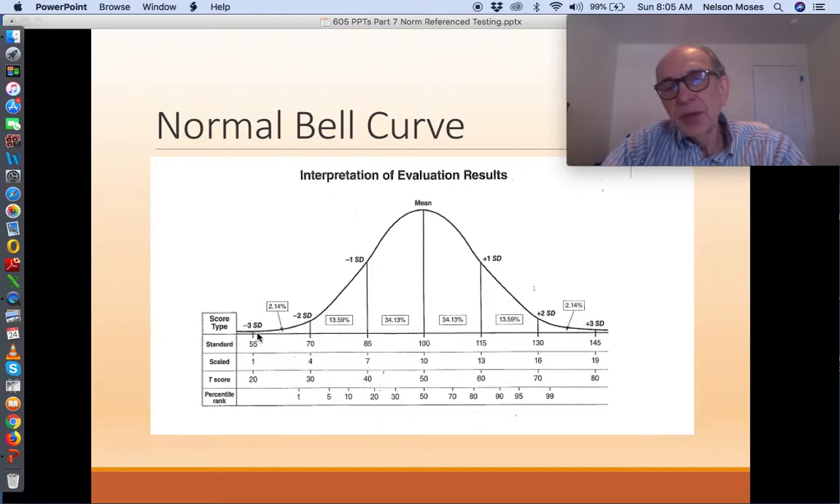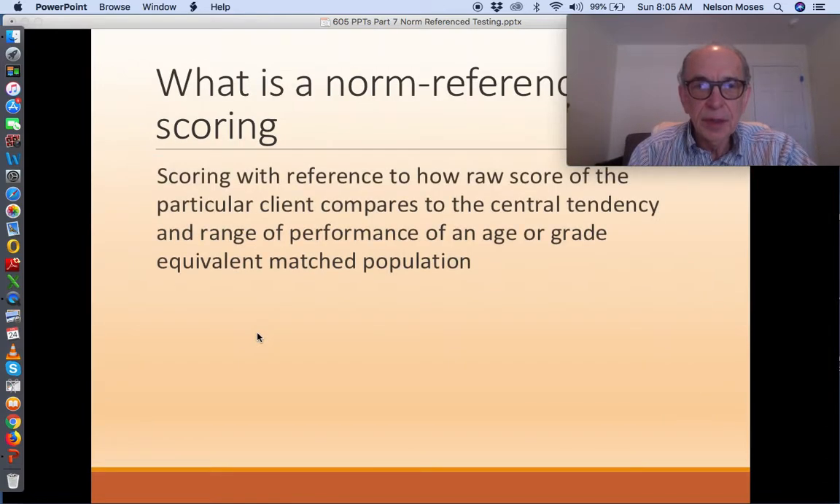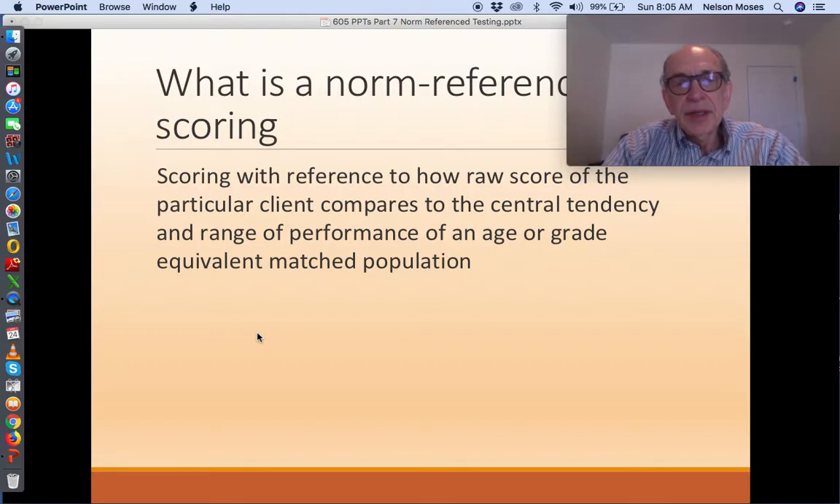And notice, by the way, let's just review some of these. Let's go back for a second. Norm reference scoring, therefore, again, to remind you, is scoring with reference to how raw scores of the particular client compare to the central tendency and range of performance of an age or grade equivalent matched population.